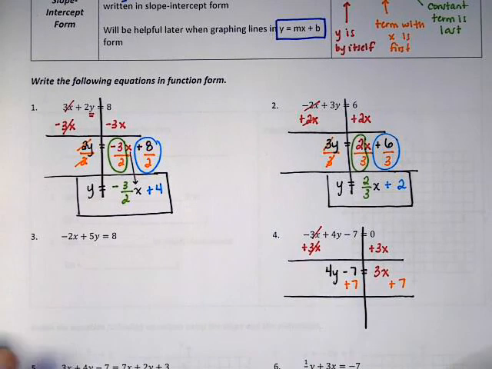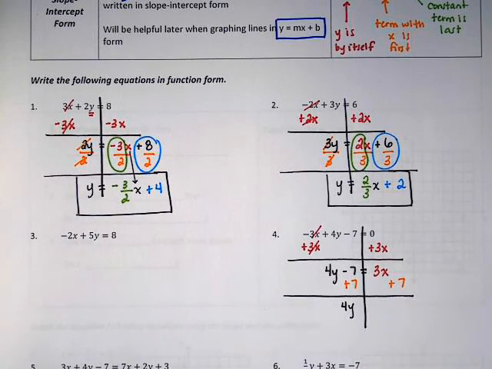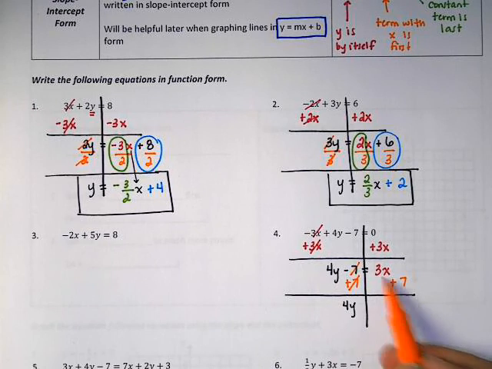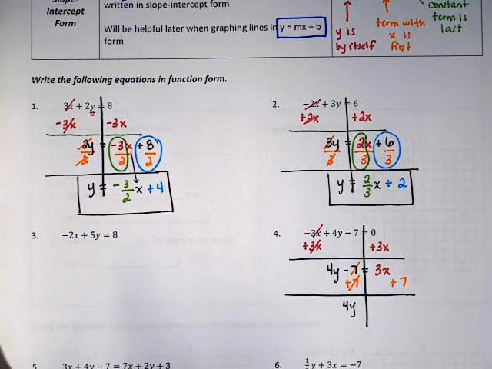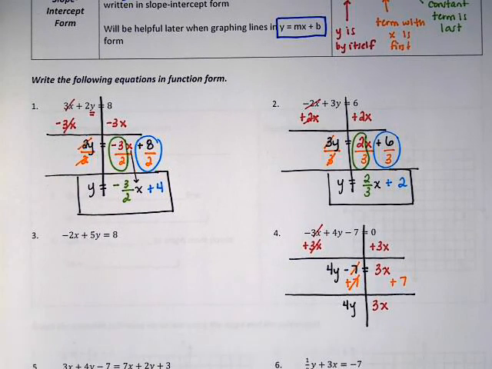I'm going to save dividing for my last step always. I'm going to drop down the 4y, and the 7's are going to cancel on the left. On the right-hand side, the 3x and the 7 are not like terms. That's why I did not write the 7 below the 3x. I wrote it next to there, because those are not like terms. You can't combine them. So what I'm going to do is just drop them both down. So I'm going to drop down the 3x first, and then the plus 7, because I can't combine them.